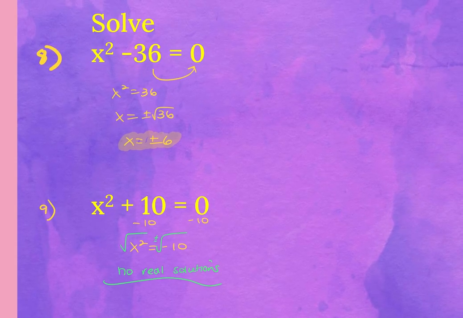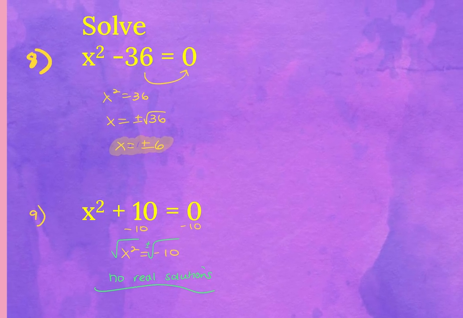So it has to be minus all the time. If you're going to factor, using what's called the difference of two squares, it has to be a minus. So every time it's plus, it's no real solution. If it's x squared plus something, yes.